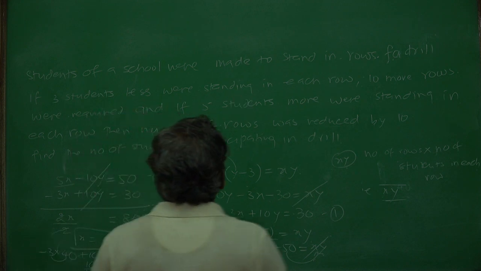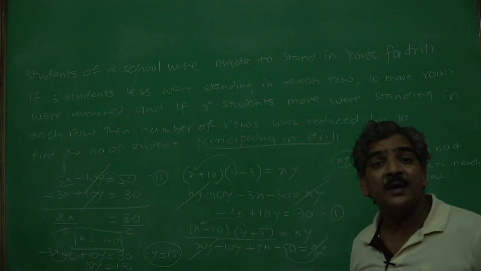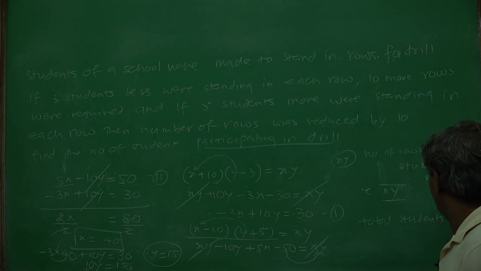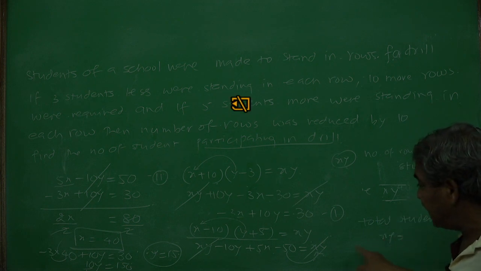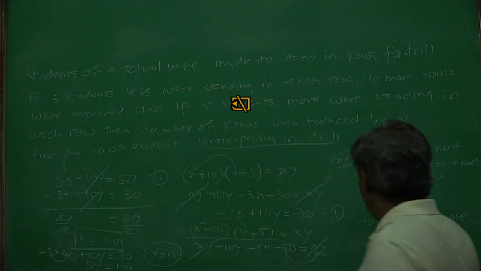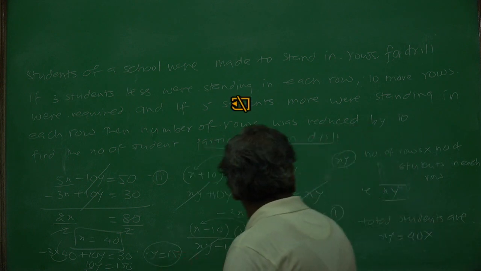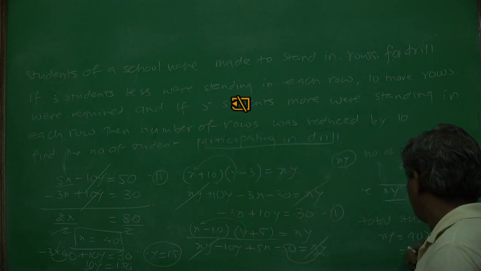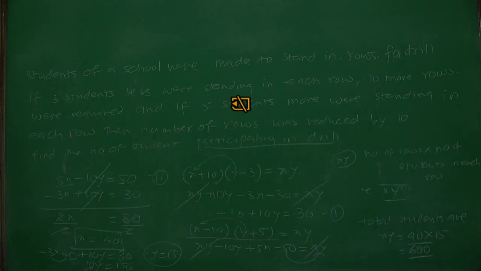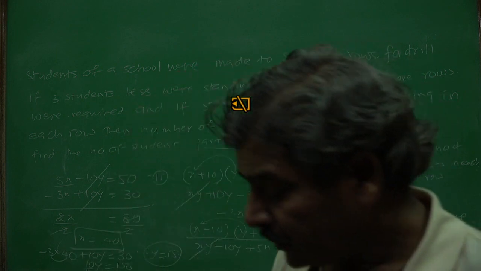So you were asked to calculate the total students participating in the drill. So therefore total students are how much? x into y. x, how much did I calculate? 40 into, okay, next y is equal to 15. So that is equal to 600. This is the total number of students. Okay, 600 students. Okay, so write down the next example. Copy down this answer. There you go.